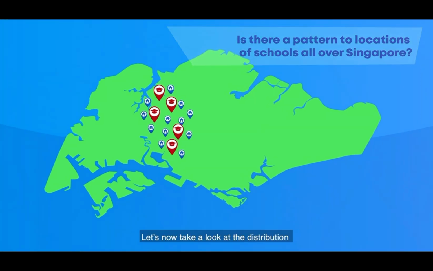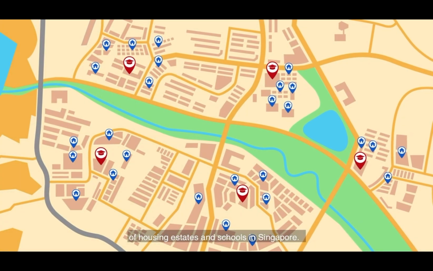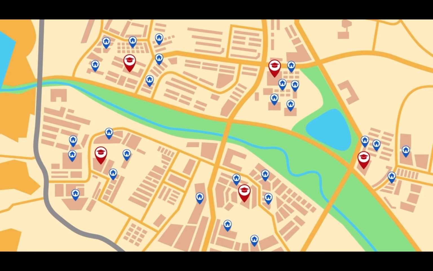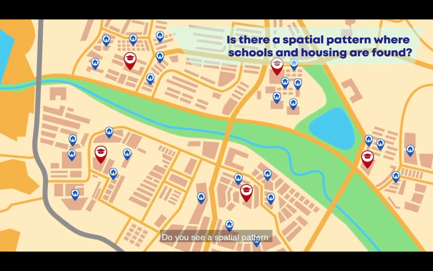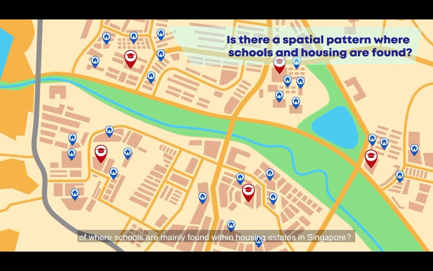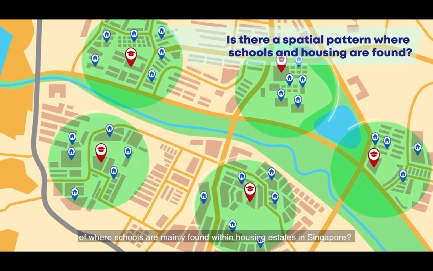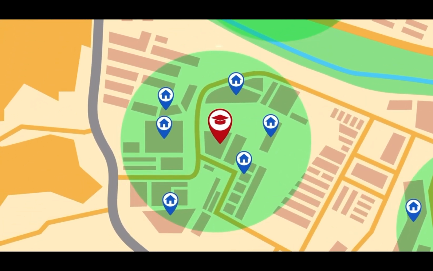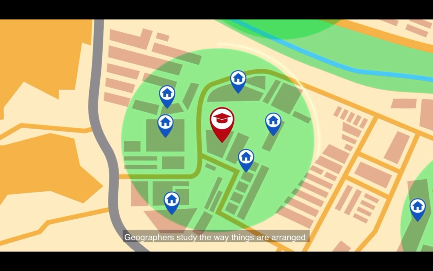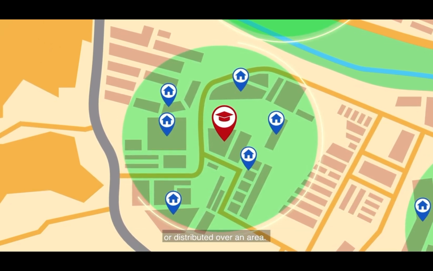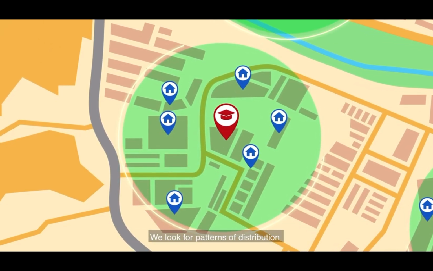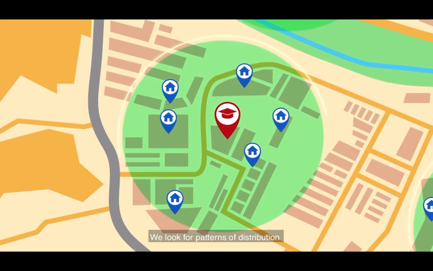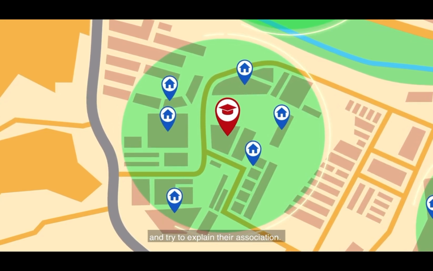Let's now take a look at the distribution of housing estates and schools in Singapore. Do you see a spatial pattern of where schools are mainly found within housing estates in Singapore? Geographers study the way things are arranged or distributed over an area. We look for patterns of distribution and try to explain their association.